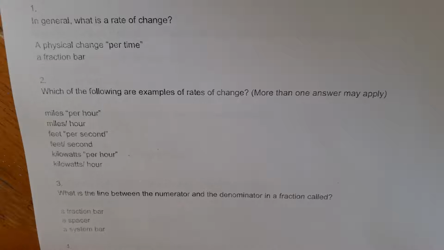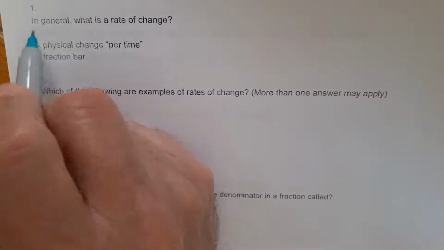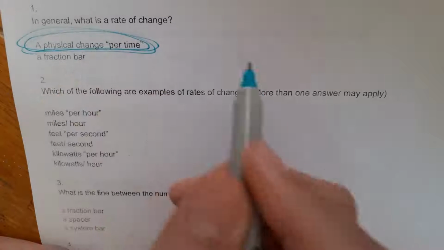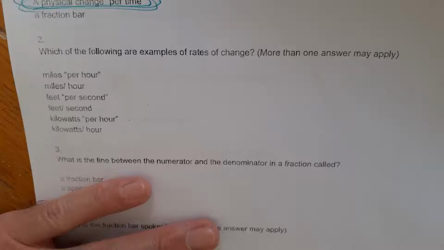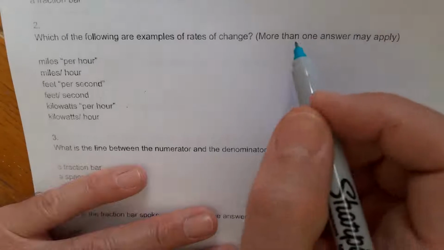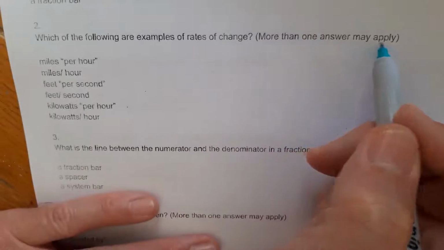They often warm us up with some definitions and basic understandings. In general, what's a rate of change? It is a physical change per time. In general, that's a pretty good understanding of it. If you have an understanding of that, you're going to do all right. Which of the following are examples of rates of change? More than one answer may apply.